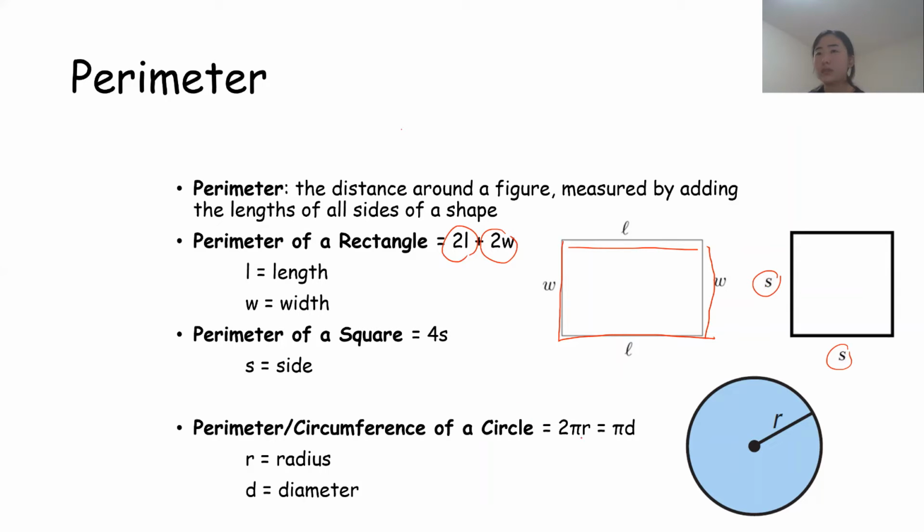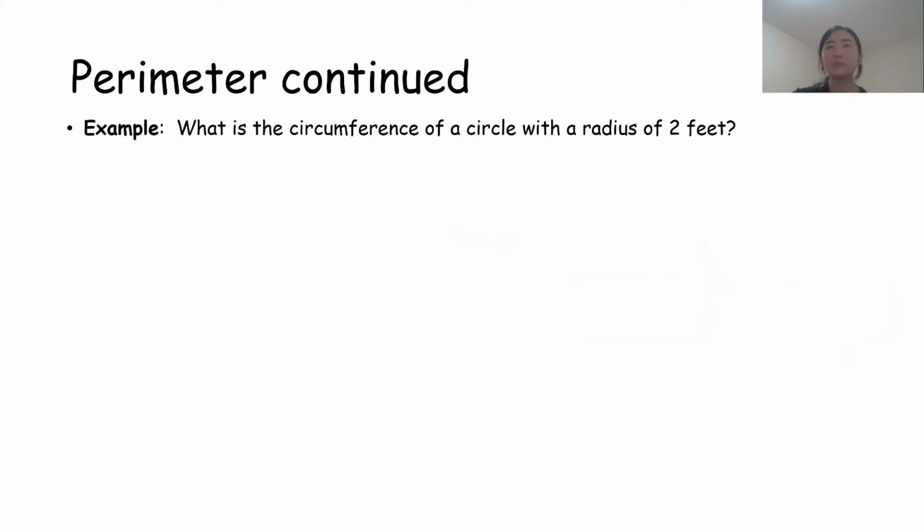And the perimeter of a circle is also called circumference, and it's given to be 2 pi r, where r is the radius, which is the distance from the center of the circle to the outer edge. You can also see it written sometimes as pi times diameter, or d, because diameter is the distance from one edge of the circle to the other edge, so that ends up equaling 2r. So feel free to pause here because we're going to move on to a practice problem.